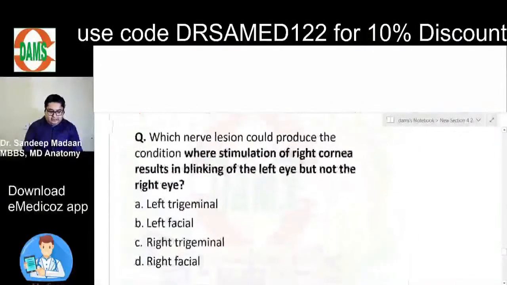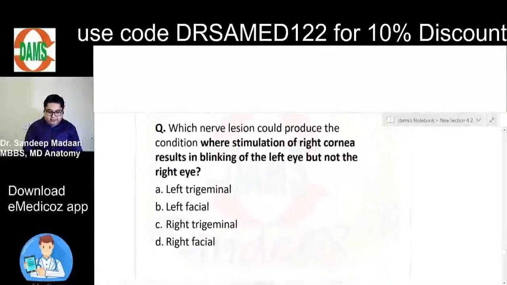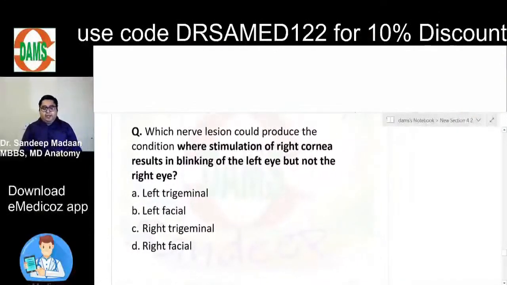Now let us take this question. Which nerve lesion could produce the condition where stimulation of right cornea results in blinking of left eye but not the right eye? As I told you that our trigeminal nerve is the sensory division for these structures, and we know about the blinking reflex, right?